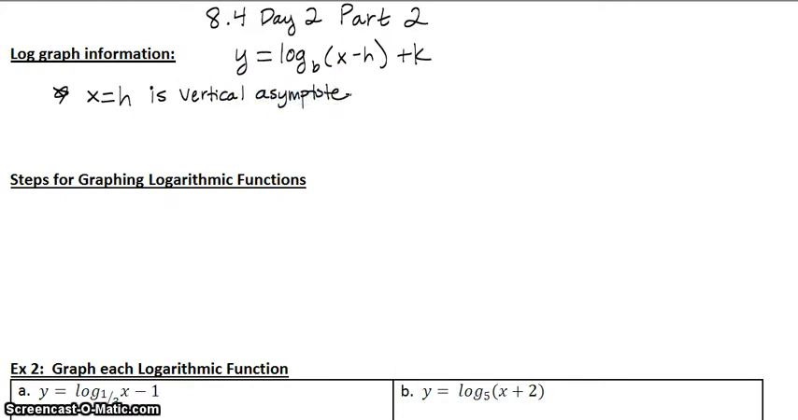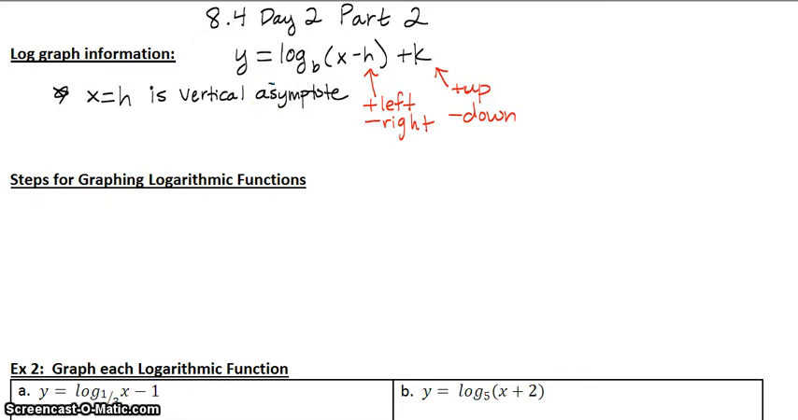But the same rules apply as the other graphs we did. What I mean is, if it's a plus, it moves it left. If it's a minus, it moves it right. And for the k, if it's a plus, it moves it up. If it's a minus, it moves it down. I hope you're kind of getting to be experts at that knowledge right now. And I will show you more about this in a little bit.